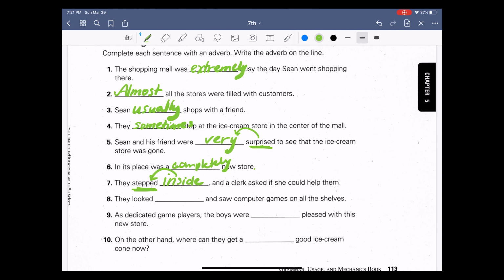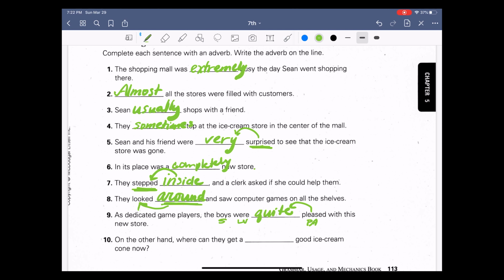They looked blank and saw computer games on all the shelves. They looked around and saw computer games on all of the shelves. Around is telling you where they looked. As dedicated game players, the boys were quite pleased with this new store. Quite pleased, to what extent is answering. So the boys were pleased. Boys, subject, linking verb, pleased, predicate adjective, telling you to what extent, quite pleased.